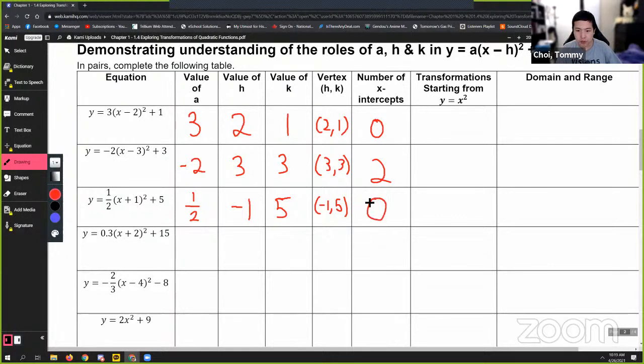Zero, absolutely. Zero x-intercepts. Someone asks a question: I don't think there's an x-intercept for the second equation. There absolutely is. If we graph that, let me just graph that real quick. The negative value of a means that it opens downwards. That's the important part.